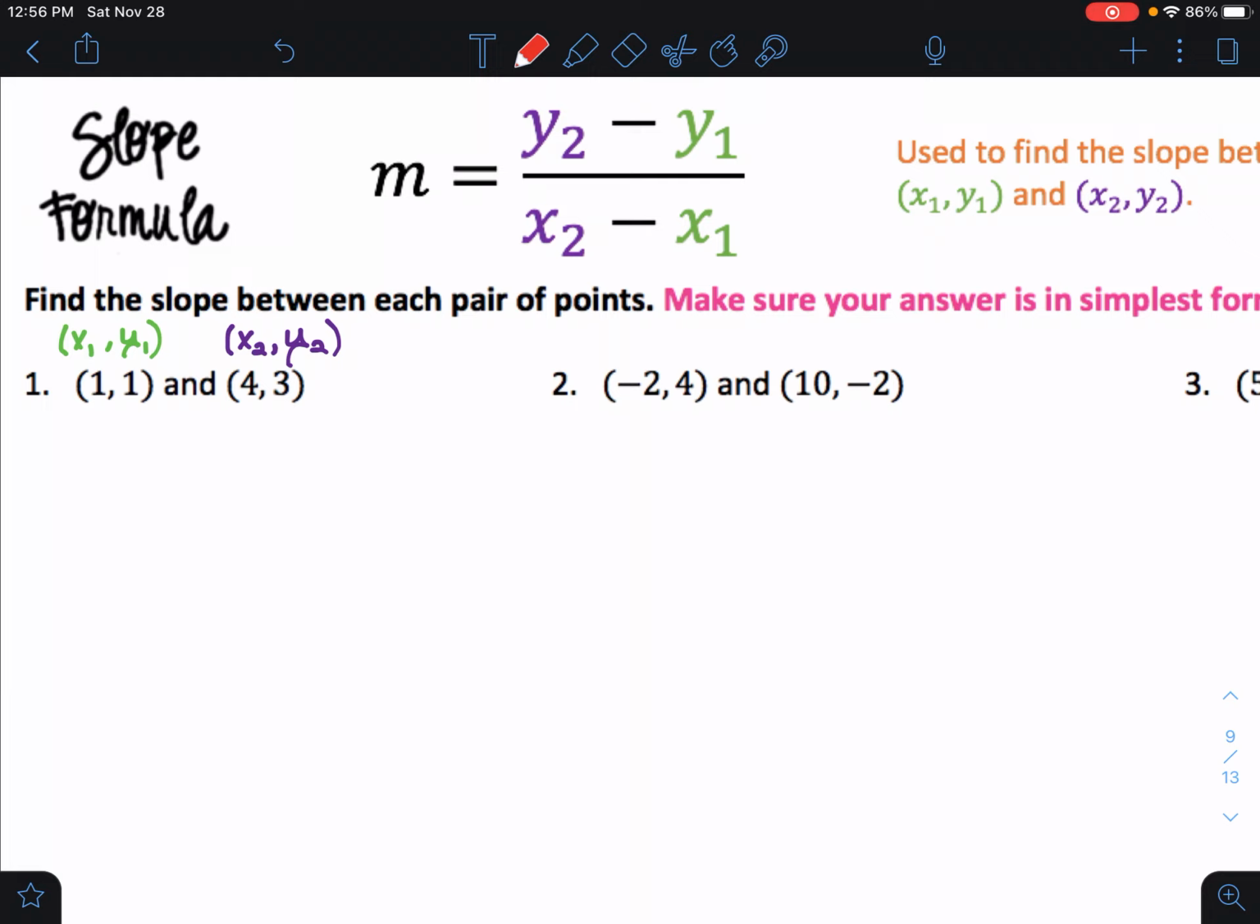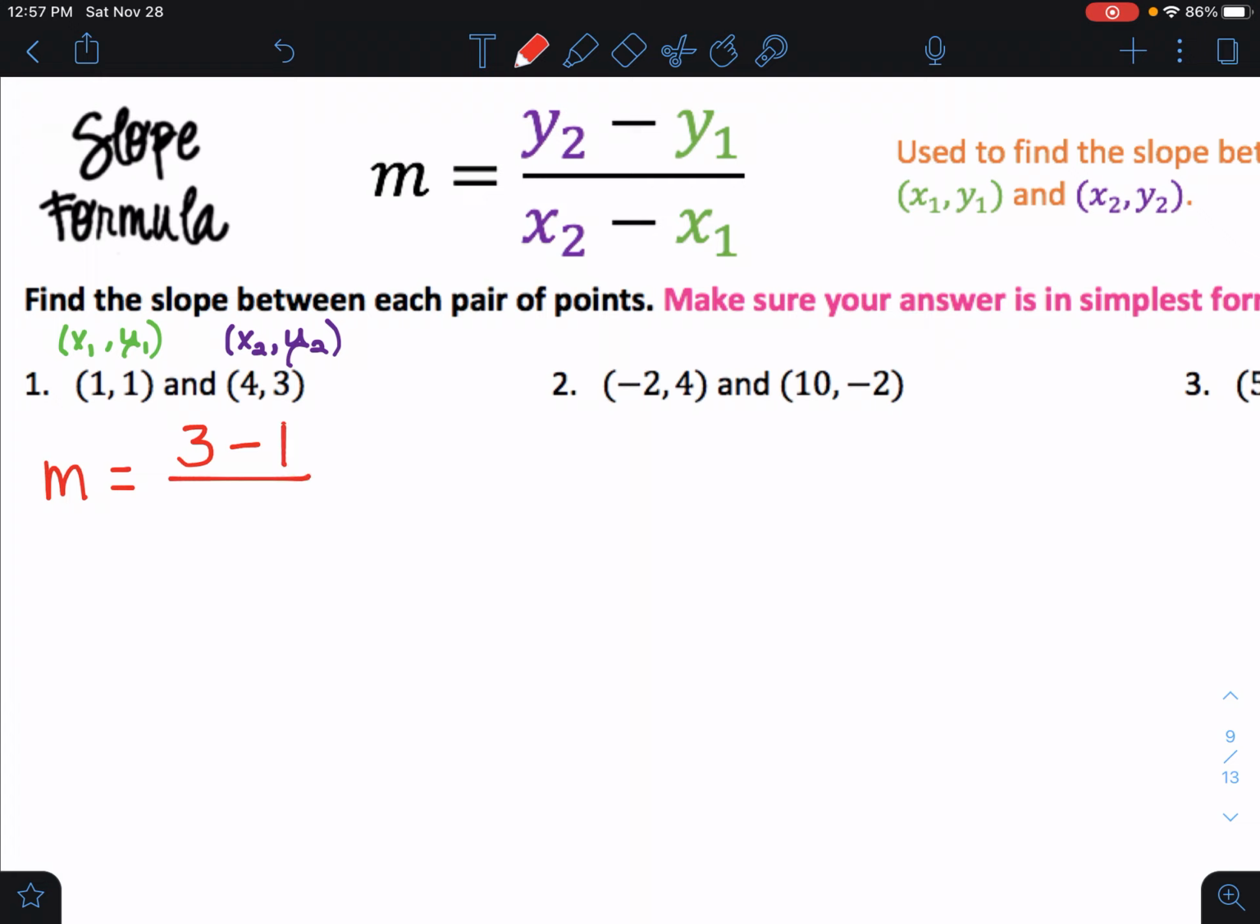So we're going to do that. y2, in this case, is 3. So we're going to put 3 minus, now y1 is 1. So 3 minus 1.